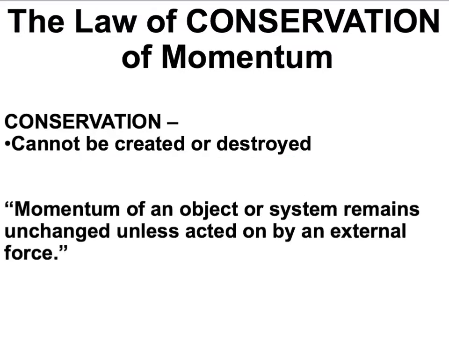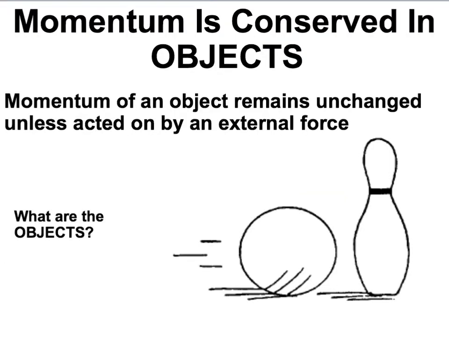Now here's a more formal definition below. The law of conservation of momentum states that the momentum of an object or system remains unchanged unless acted on by an external force. Now there's a new word in here, and that word is system. We'll talk about what a system is in just a second. First, let's consider momentum in objects. So the momentum of an object is going to remain unchanged unless acted on by an external force.